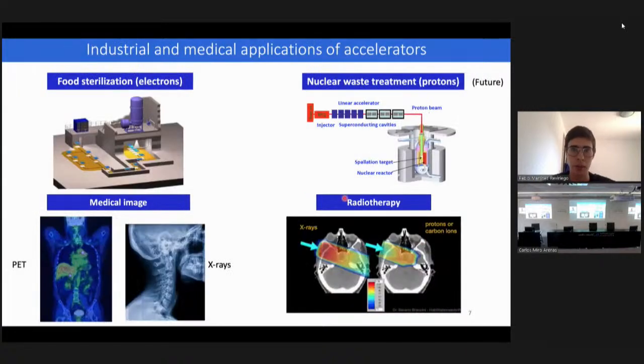There are also industrial and medical applications, for example, food sterilization with electrons, and nuclear waste treatment, which is also an application for the future with protons. Then medical imaging, either to create the radioisotopes for, for example, PET imaging, as you can see here, or to create the X-ray beams to obtain images, for example, CT. And also in radiotherapy with X-rays or with heavy particles, for instance, protons or carbon ions.